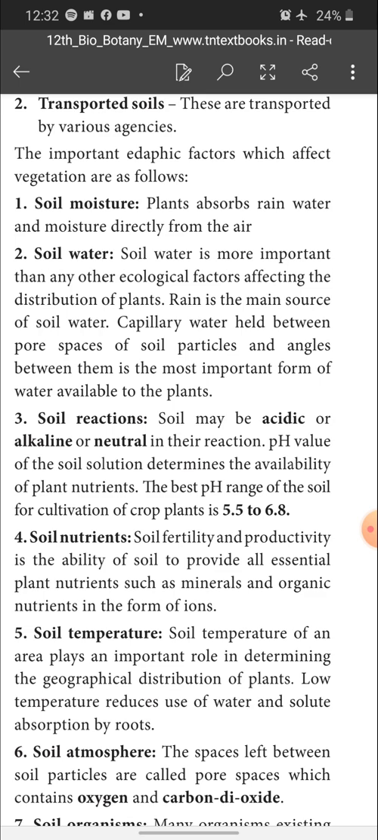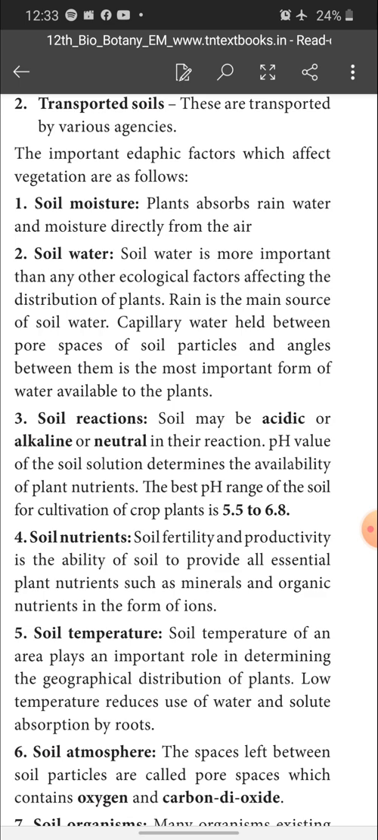Then soil water. Soil water is more important than any other ecological factor affecting the distribution of plants. Rain is the main source of soil water. Capillary water held between the pore spaces of soil particles and in the angles between them is the most important form of water available to plants. Soil reaction: soil may be acidic, alkaline or neutral in its reaction. The pH value of the soil solution determines the availability of plant nutrients. The best pH range of the soil for cultivation of crop plants is 5.5 to 6.8.